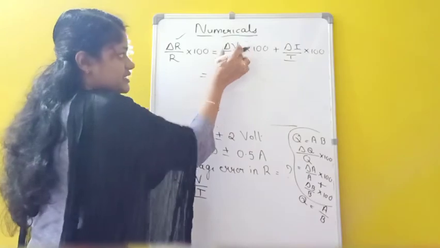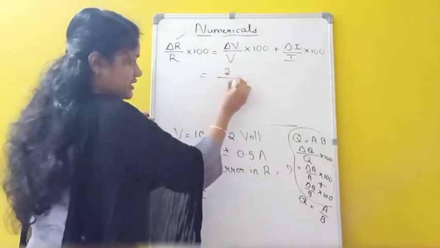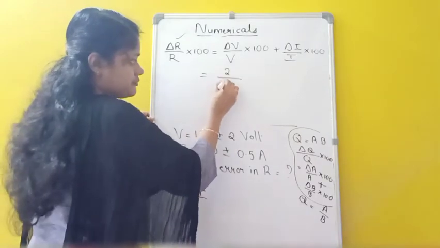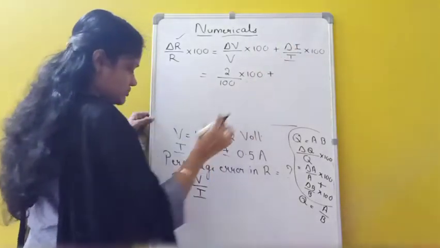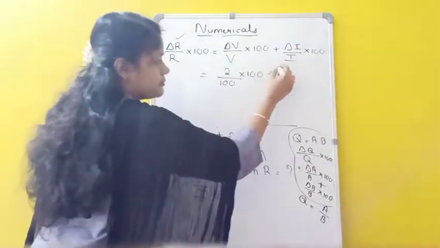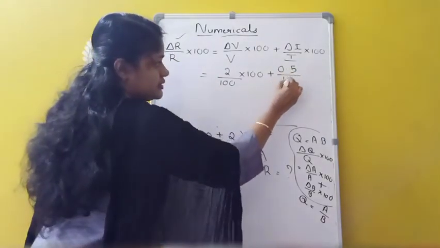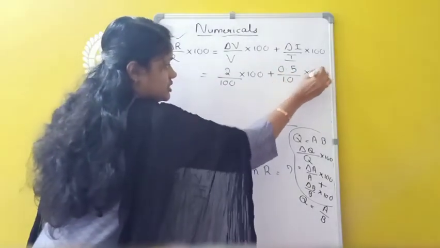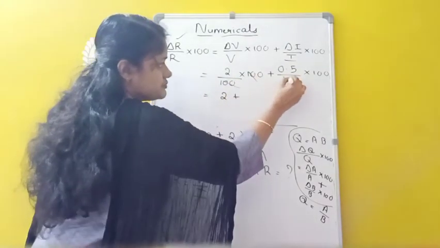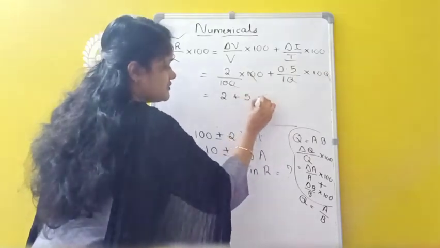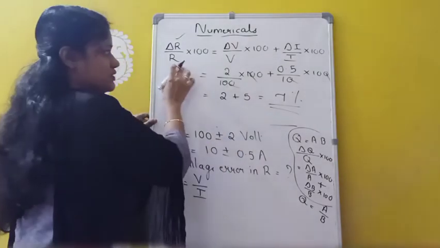And what is delta V here? Error in the measurement of potential difference. What is the error? 2, divided by what is the true value? 100, into 100, plus, so what is the error in the measurement of current? 0.5, divided by what is the true value of current? 10, into 100. So you will be getting 100 cancel. So 2 plus 5. 2 plus 5 is how much here? 7. So 7% is the percentage error in which one?